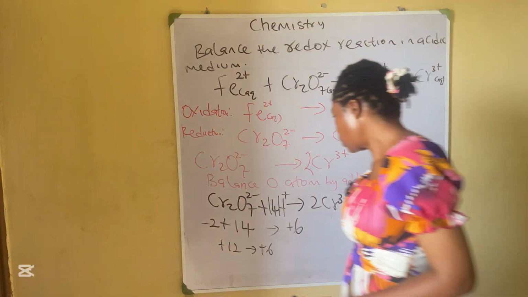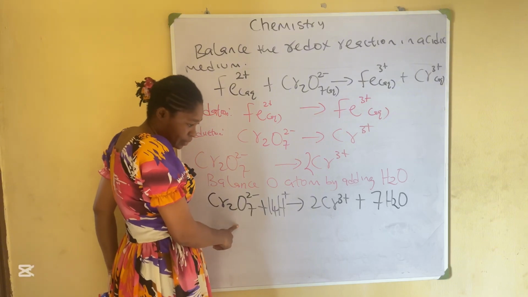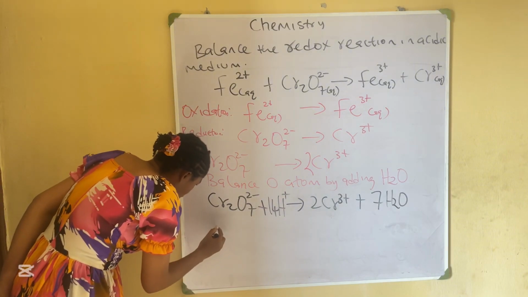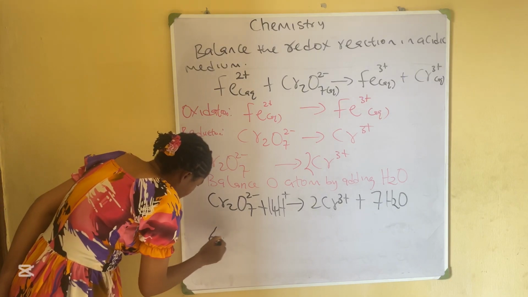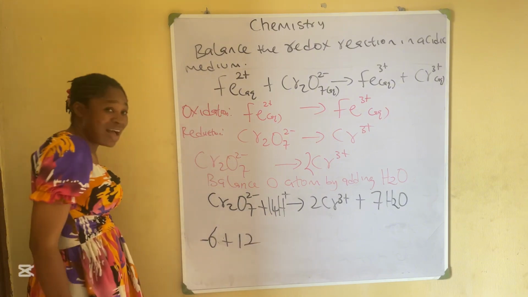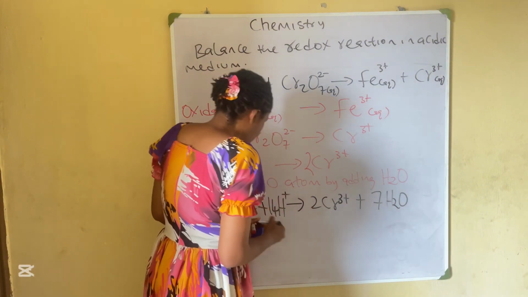Add 6 electrons on this reactant side. The electron is negatively charged, so if I put 6 electrons, that's 6 minus. Minus 6 plus 12, I'll be having plus 6, which is the same thing as on the other side, plus 6.